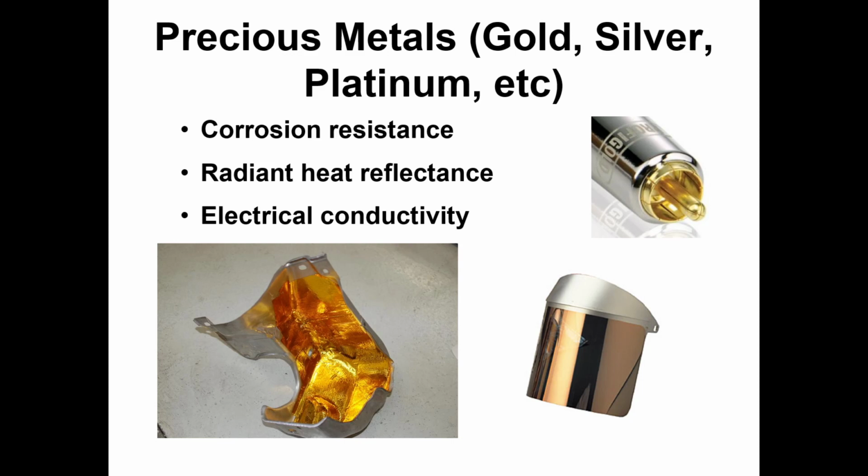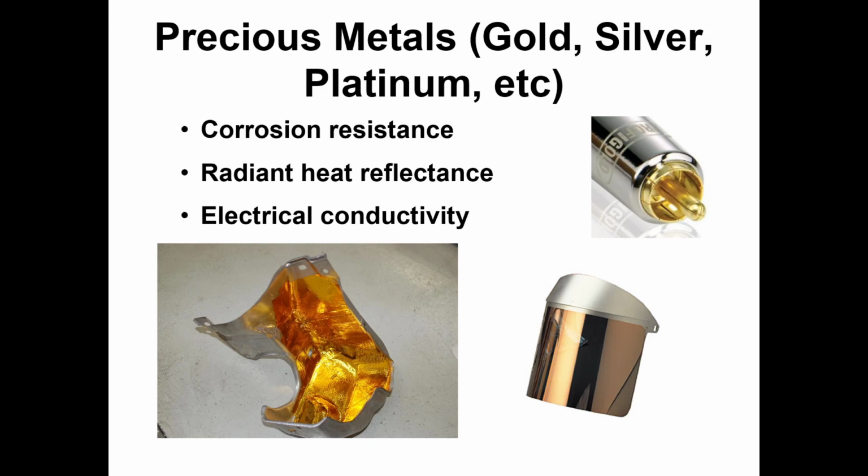Okay, then there's the class of materials called precious materials, mainly gold, silver, and platinum. Okay, these tend to be non-reactive. They don't rust, so they stay shiny for a long time. That is, they have good corrosion resistance. They also happen to have good electrical conductivity and good heat reflectance.